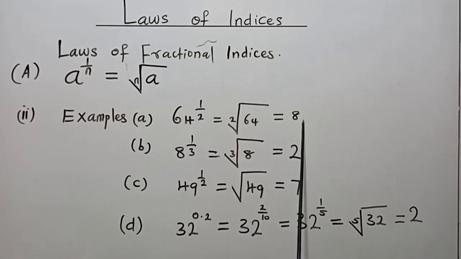The answer is 8. Number B, 8 raised to the power 1 over 3 is equal to the cube root of 8. We can't choose to ignore this 3. It is not the simplest root. Therefore, we have to write it. Cube root of 8 is equal to 2.